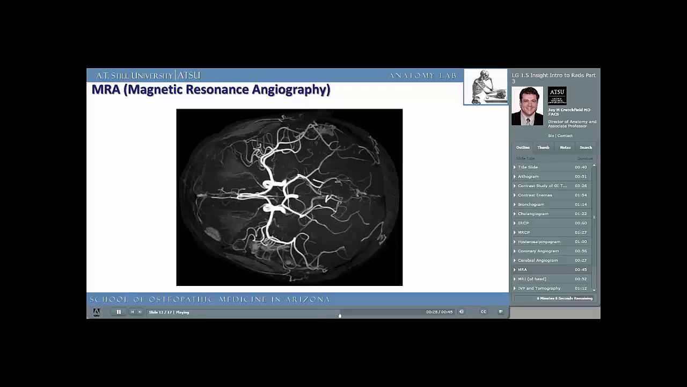The patient does require intravenous contrast, a chemical called gadolinium, but there is little risk to this procedure. As you can see from this image, compared to the image on the previous slide, the MR angiogram can reveal spectacular images and anatomy.